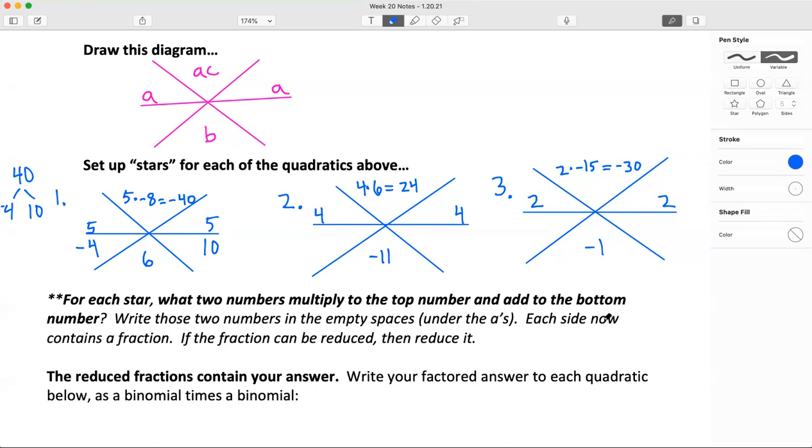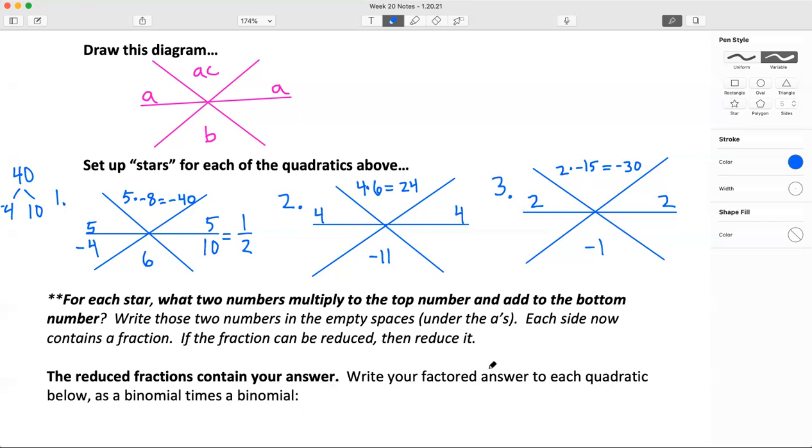Okay, now each side contains a fraction. You have a fraction here and a fraction here. If the fraction can be reduced, you reduce it. So 5 over negative 4 cannot be reduced. 5 over 10 can, so you're going to reduce that. 5 over 10 equals 1 over 2. So you're going to take your fractions on both sides, which are in simplest form, and they will tell you the answer. The reduced fractions contain your answer.